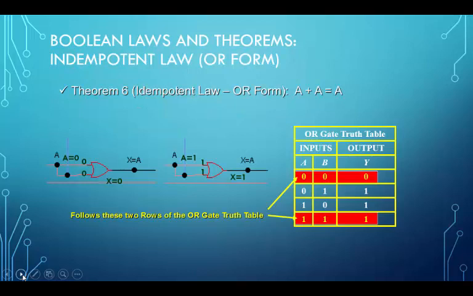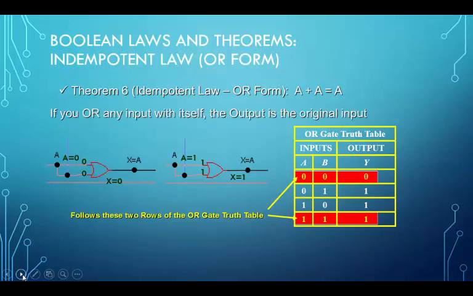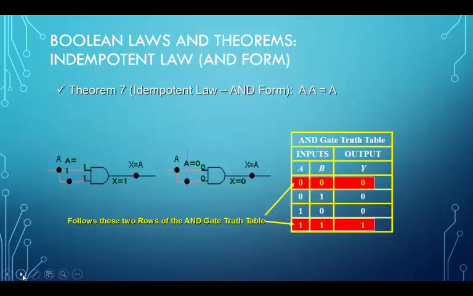Then we start on the idempotent law, the OR form. A or A is always A. So 0 or 0 is a 0, 1 or 1 is a 1. You can follow these two rules on the OR gate truth table. If you OR any input with itself, the output is the original value.